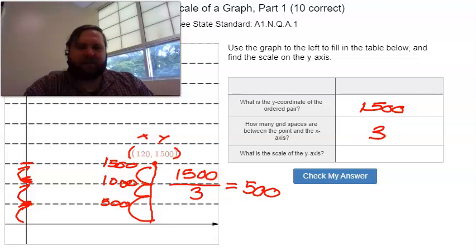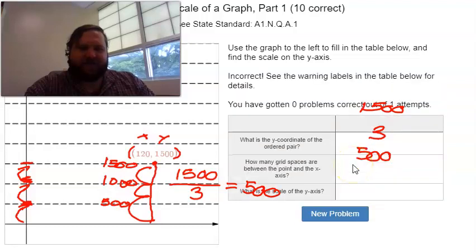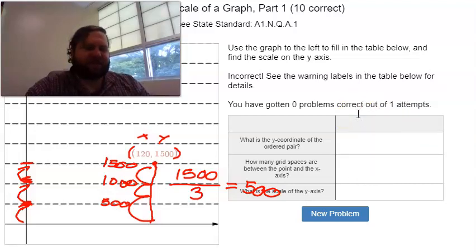And when you are finished, what you can do is simply put your answers in the box. Now, the computer's not going to accept these answers that I've written over top, but when you say check your answer, it'll tell you if you're correct or not. Obviously, I'm incorrect since I didn't put anything in the boxes. But notice what it says there where it says, see the warning labels in the table below for details.